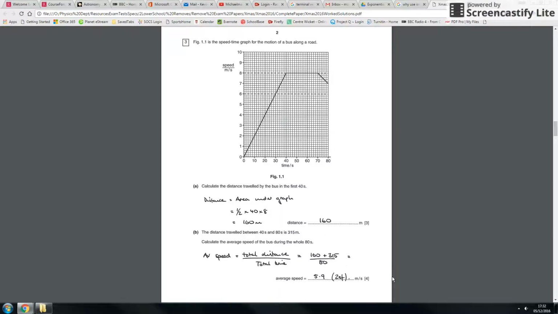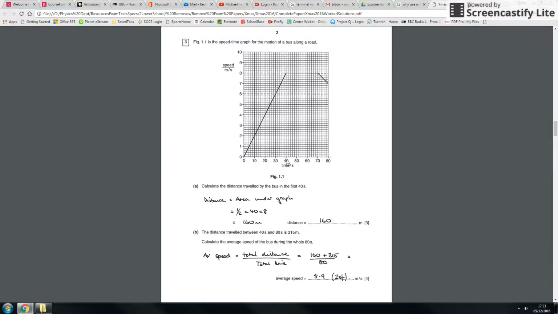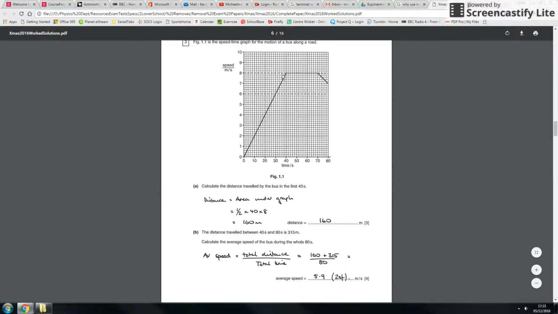Question 3 was a speed-time graph, speed on the vertical axis, time in seconds on the horizontal axis. The first part asks you to calculate the distance travelled in the first 40 seconds, which is up until this point here. Lots of people got no marks for this question because they wrote distance equals speed times time equals 8 times 40, and they got the answer 320 meters.